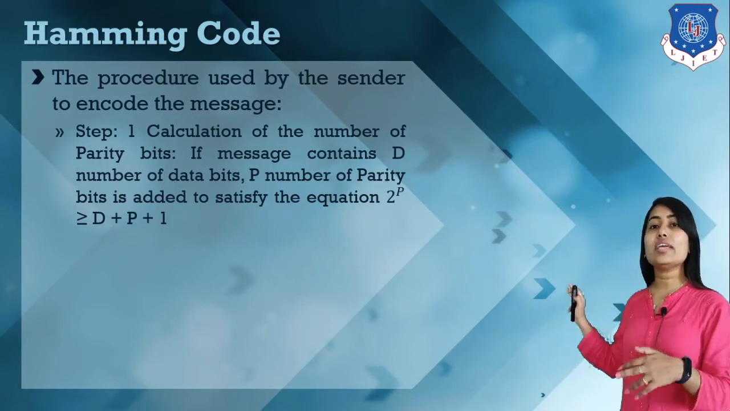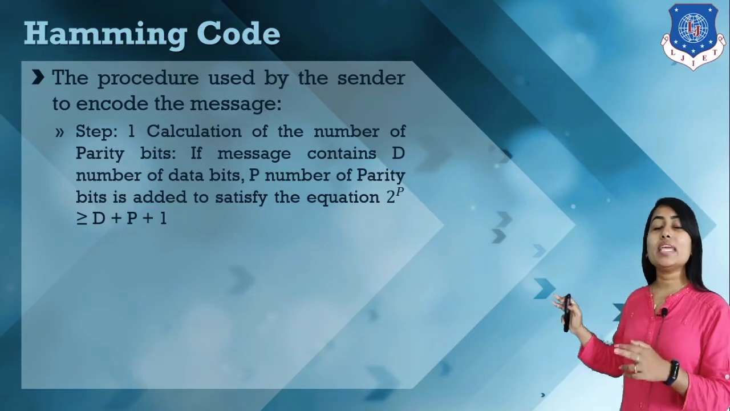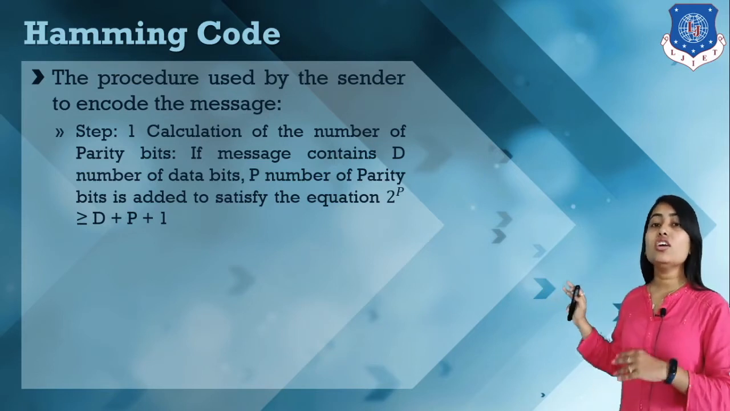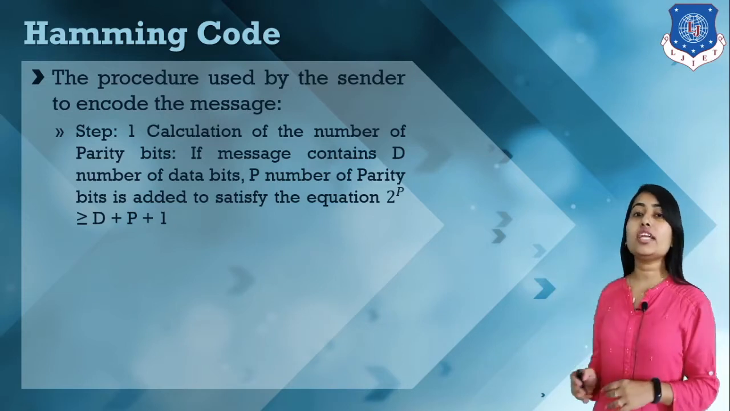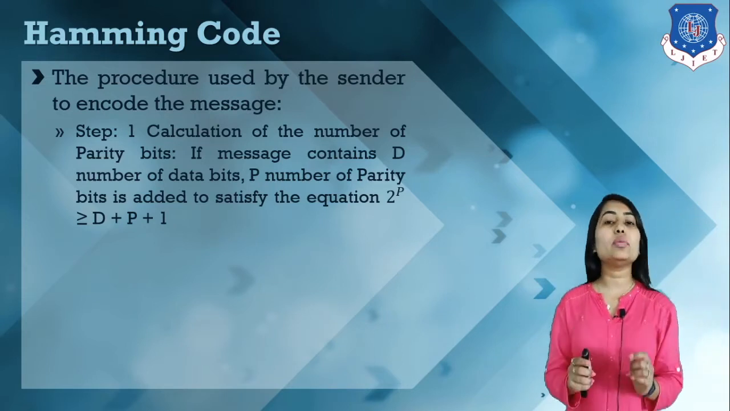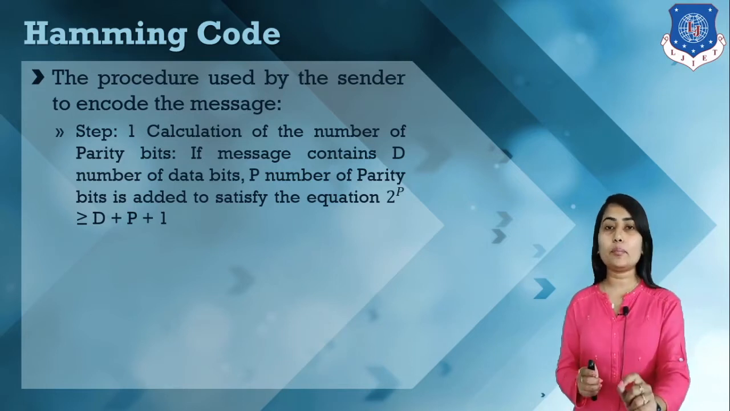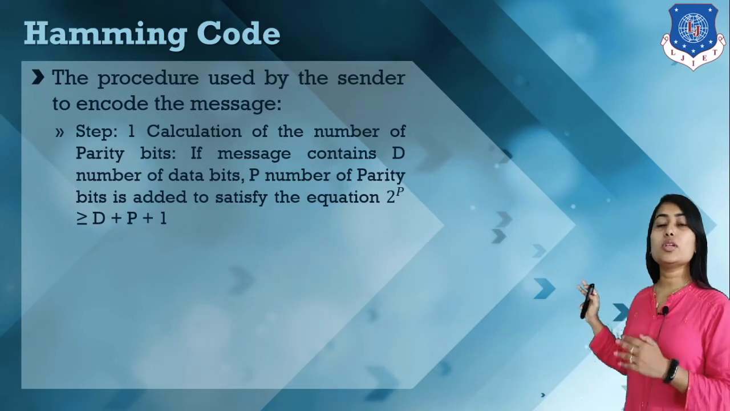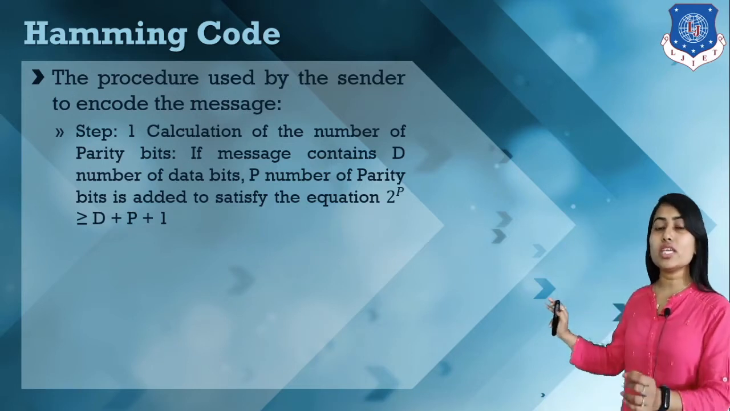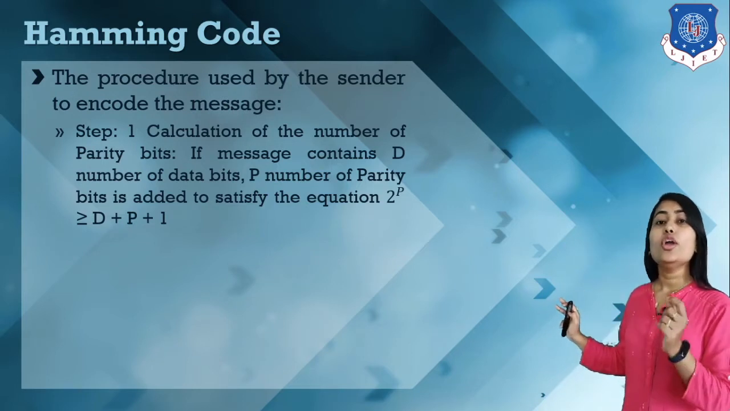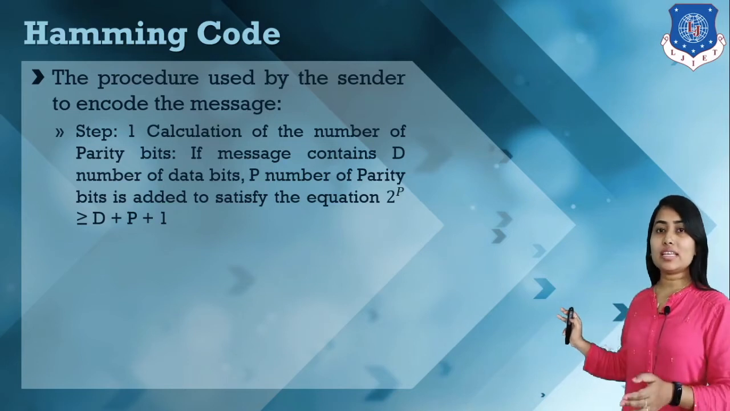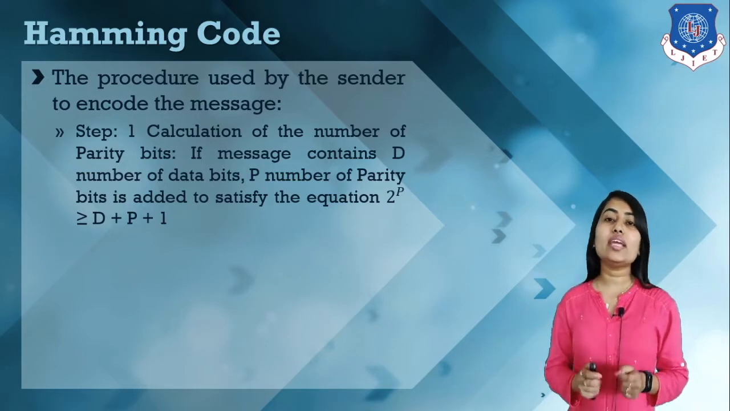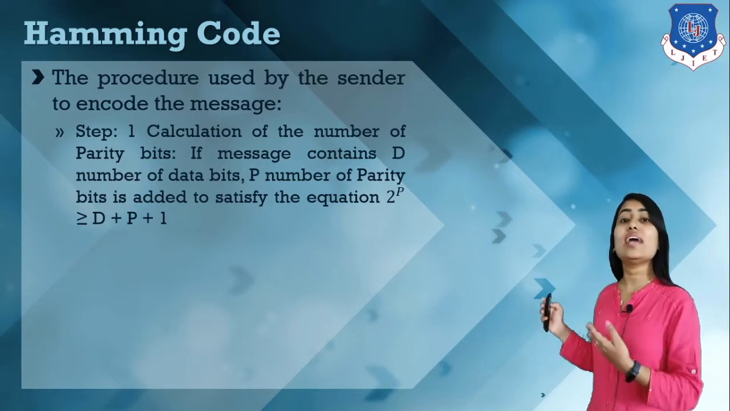Here we have an equation: 2 raised to p is greater than or equal to d plus p plus 1. Using this equation we calculate the total number of required parity bits, or extra bits. Here d is equal to the number of bits in the message, p is equal to the number of required parity bits, and 1. Using this equation we can calculate the value of p which satisfies it.